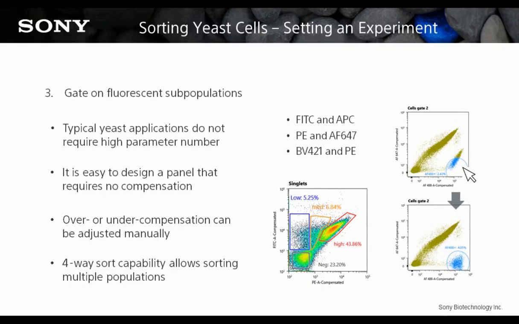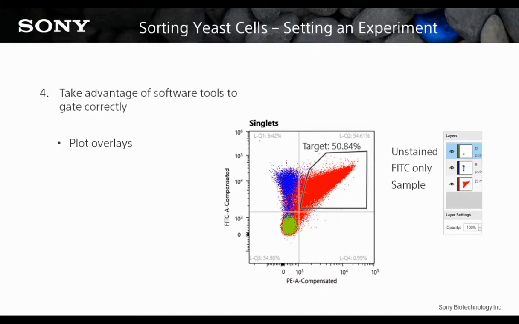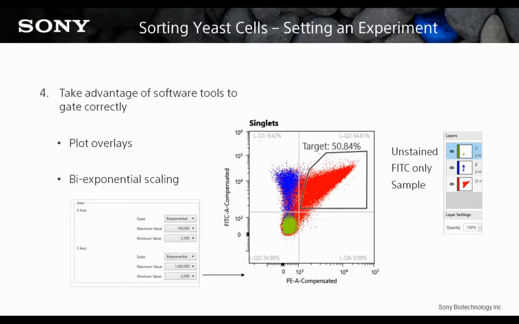Finally, 4-way sort capability allows sorting multiple populations to identify different binding affinity levels. You also want to take advantage of the software tools to gate on your target correctly. For example, you can create plot overlays of various control samples with your actively sorted sample. Finally, it's a good idea to adjust the scaling to see if any data are spread below 0. That way you're not missing a large number of your targets in your gating.